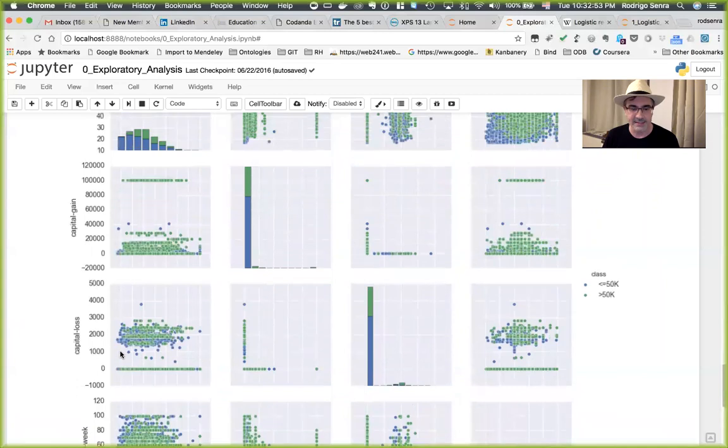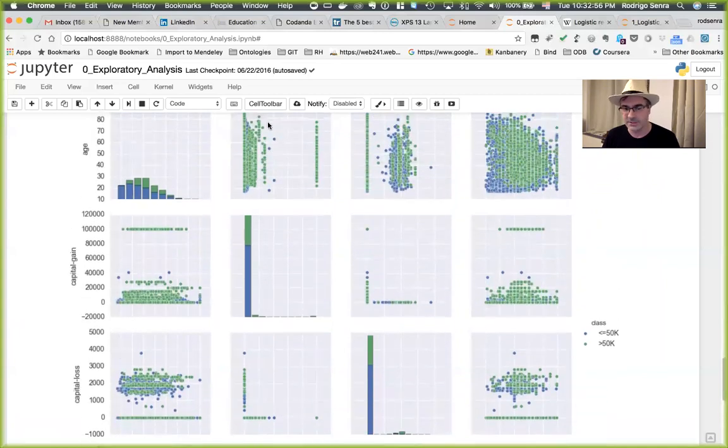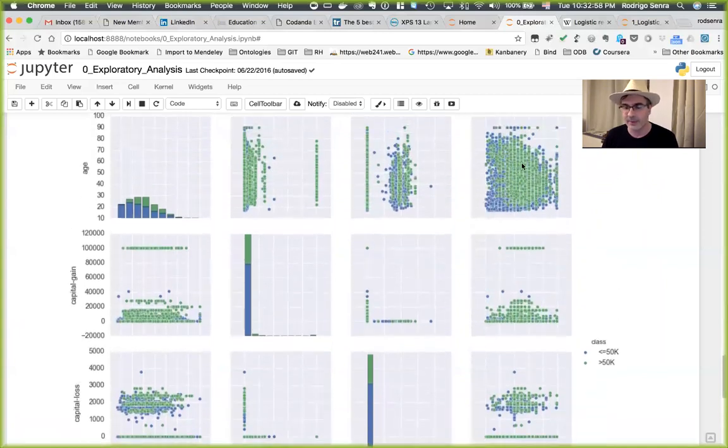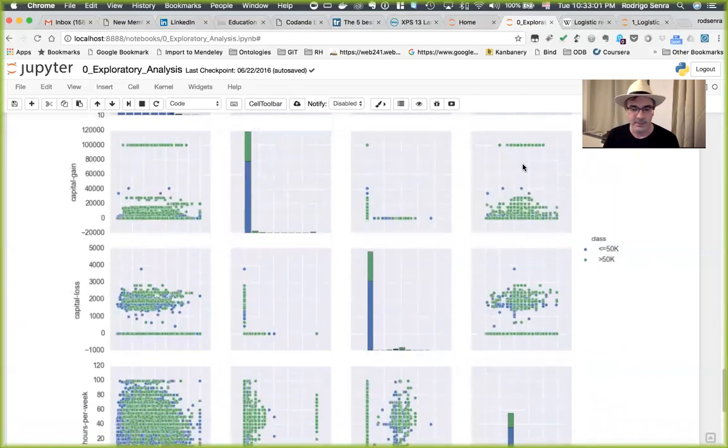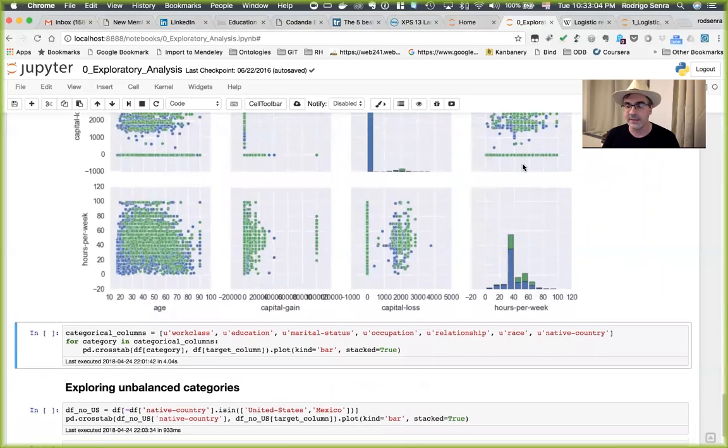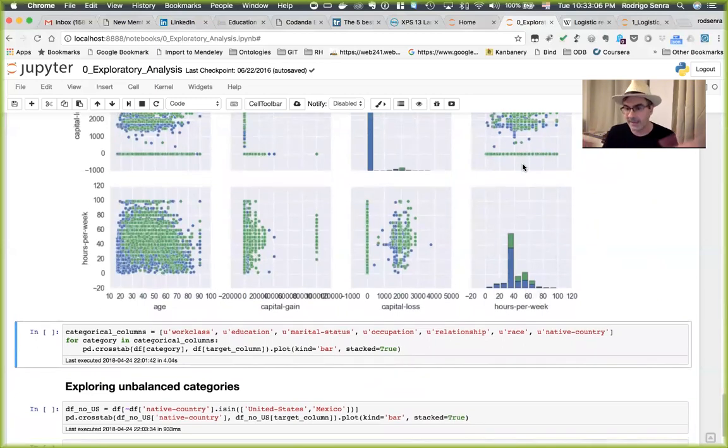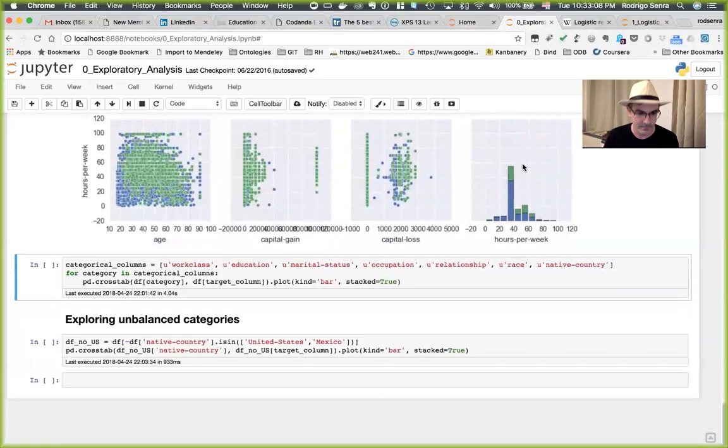So in this case, none of the attributes are really easy to separate. They don't separate blue and green well. So that means we really need to take many attributes into consideration.